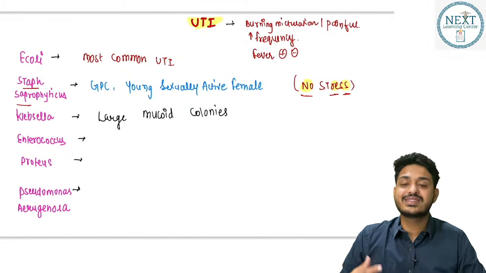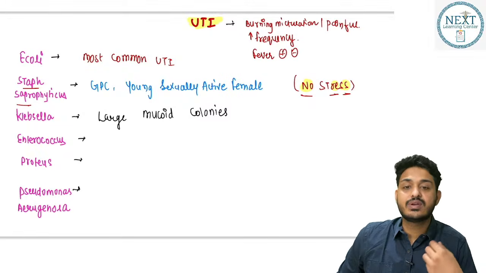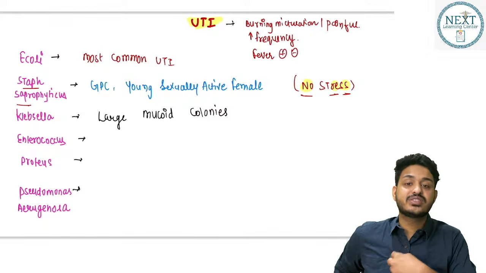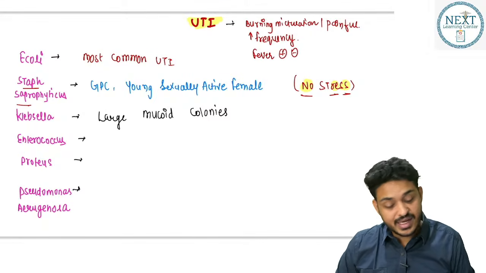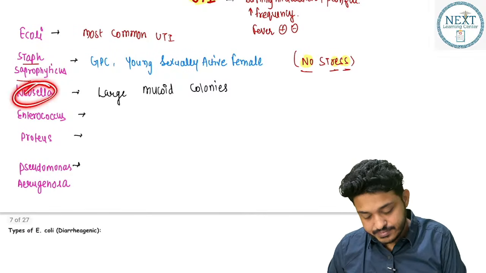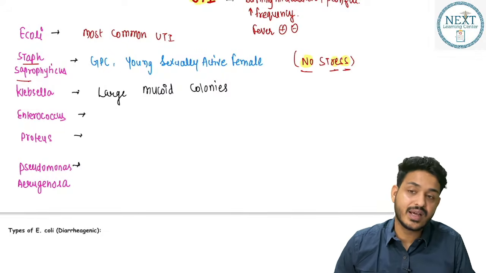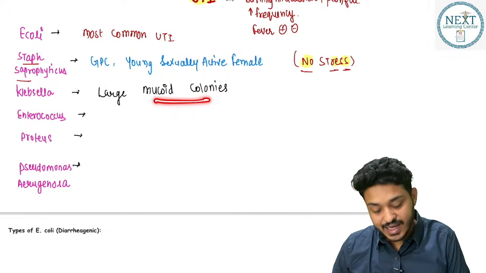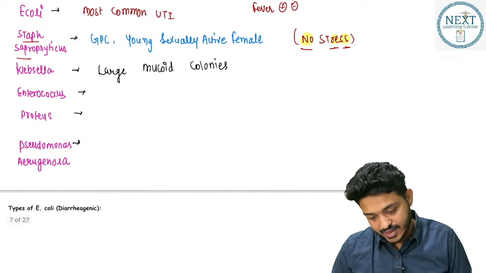In the lungs, this Klebsiella can cause pneumonia. And what pneumonia? This pneumonia will have a special bulging fissure sign, red currant jelly sputum will be there, right? So that is going to be your Klebsiella, right? In the other one, we are having what? We are having large mucoid colonies coming from the urine. This is going to be again Klebsiella, right?